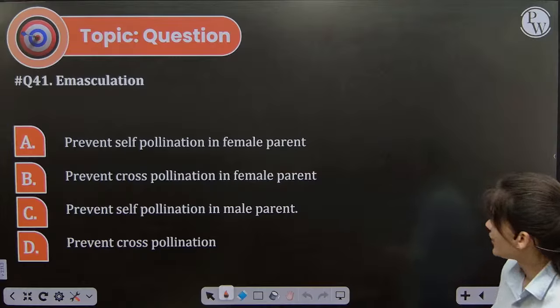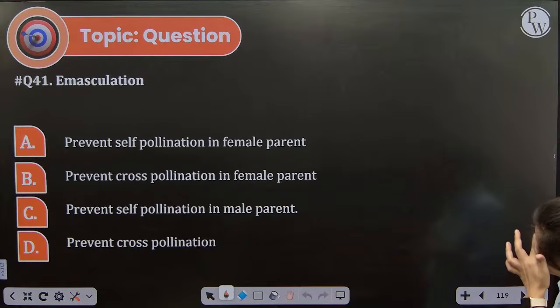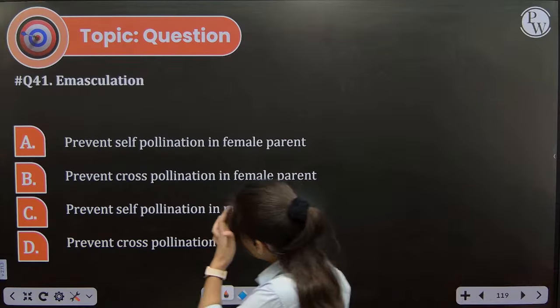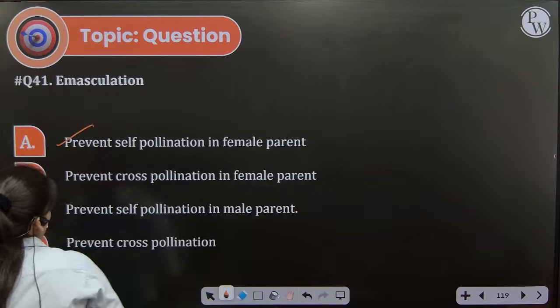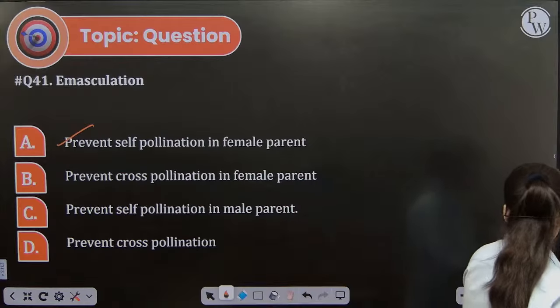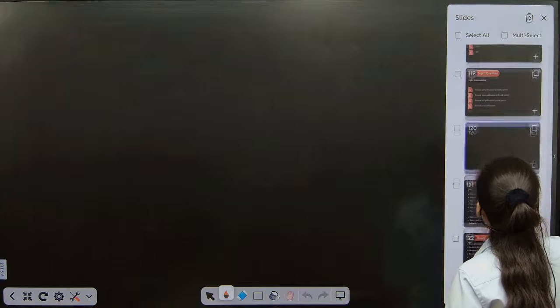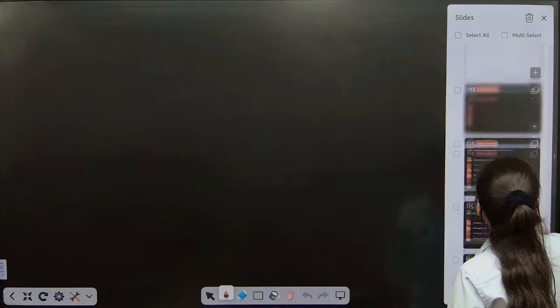Next question. Emasculation: it prevents self-pollination in the female parent? It prevents cross-pollination in the female parent? It prevents self-pollination in the male parent? It prevents cross-pollination? Emasculation prevents self-pollination in the female parent. Okay. So moving towards our next topic, that is double fertilization.